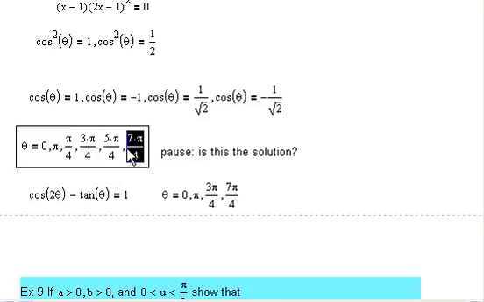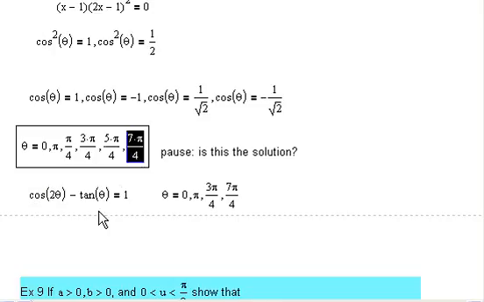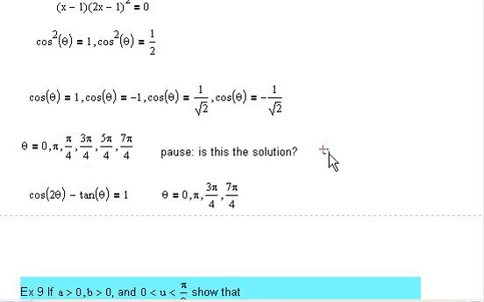And finally, it does work also for 7 pi over 4, because this would be cosine of 14 pi over 4, if you want to look at it that way, to make it 7 pi over 2, which is coterminal with 3 pi over 2. And cosine at 3 pi over 2, or negative pi over 2, is 0. The x-coordinate there is 0. So that would be 0, but it would be 0 minus negative 1, because the tangent is negative in the fourth quadrant where this angle is. And so that would be negative of negative 1, which is 1. So this is the actual solution to that particular problem.